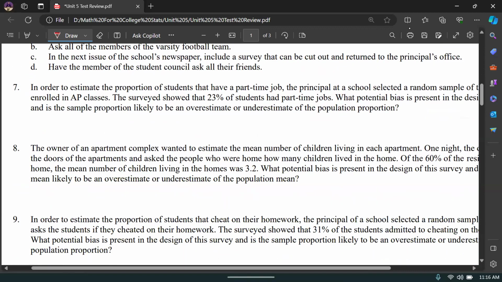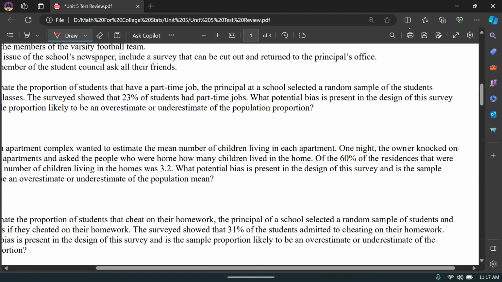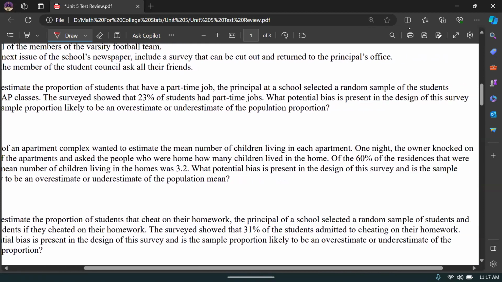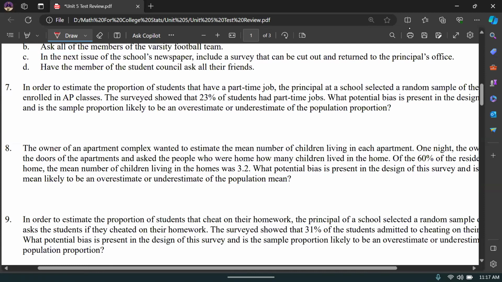Number 7, in order to estimate the proportion of students that have a part-time job, the principal at a school selected a random sample of the students enrolled in AP classes. The survey showed that 23% of students had part-time jobs. What potential bias is present in the design of the survey, and is the sample proportion likely to be an overestimate or underestimate of the population proportion?